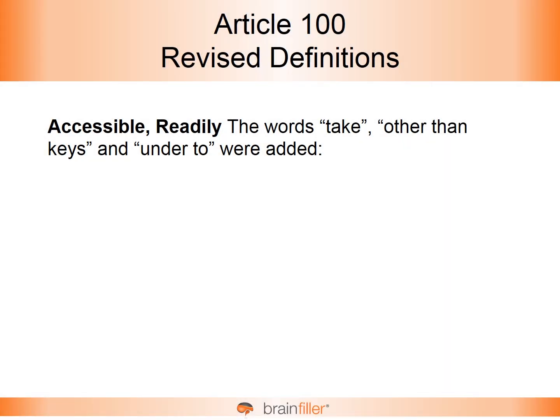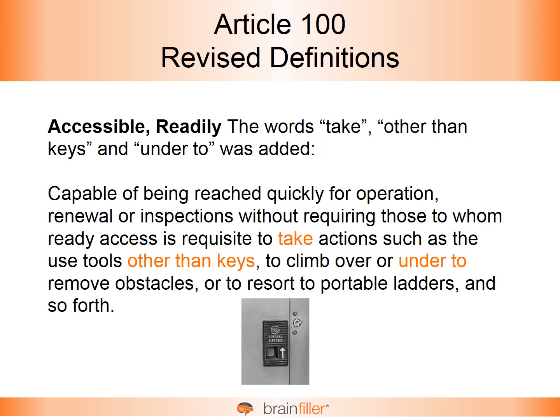There was a revision made to the definition of readily accessible. The words "take," "other than keys," and "under" or "to" were added. And so the definition now is: capable of being reached quickly for operation, renewal, or inspections without requiring those to whom ready access is requisite to take actions such as the use of tools other than keys, to climb over or under, to remove obstacles, or to resort to portable ladders and so forth.